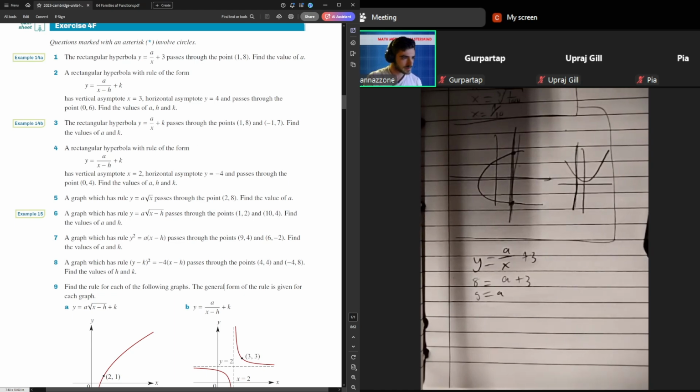Okay, so that was the first one done live. Question 2 is closer to what we were having a look at. In fact, it's pretty much identical to one of the examples we've done. So how are we going to approach question 2?